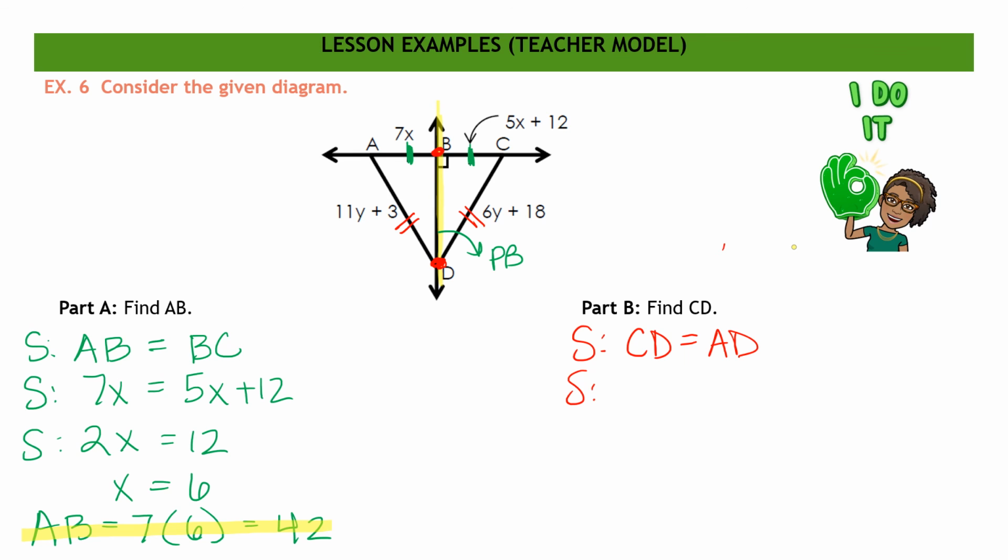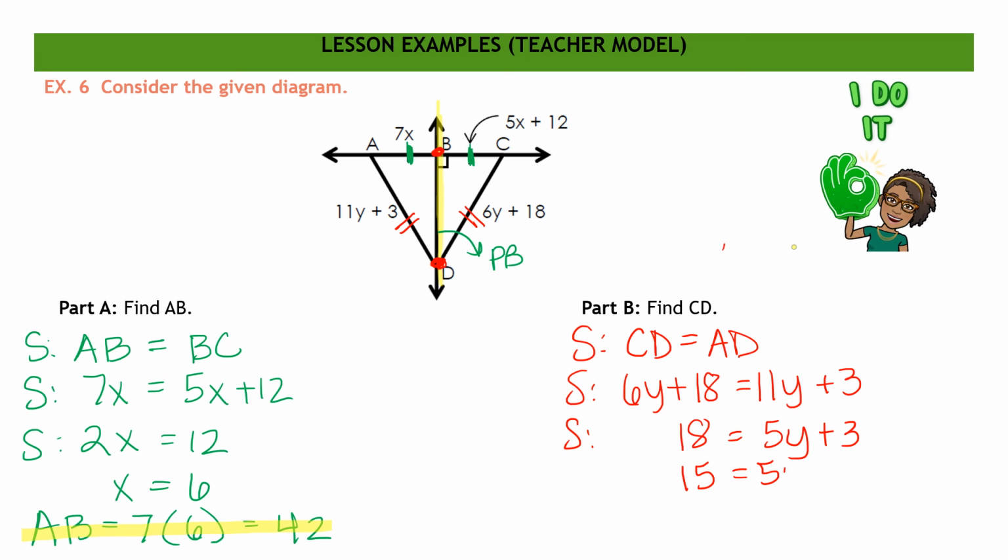CD from the diagram I see is 6y plus 18. And AD I see is 11y plus 3. And here, ladies and gentlemen, now we're just left to solve. I'm going to subtract 6y on both sides, so I'm left with 18 equals 5y plus 3. I'm going to subtract 3 on both sides, so I'm left with 15 equals 5y. And then I'm going to divide, so now I have y equals 3.